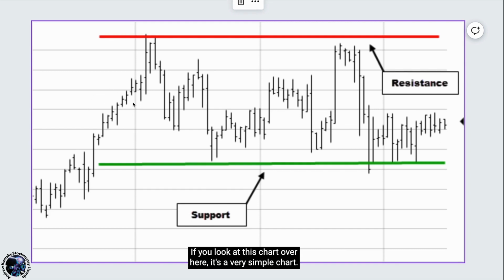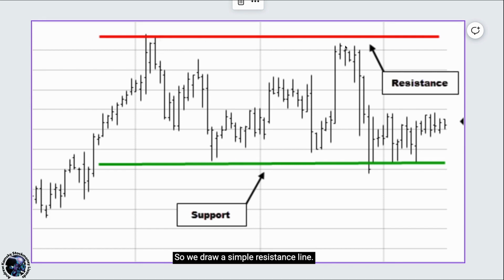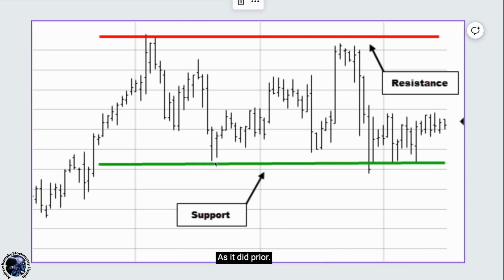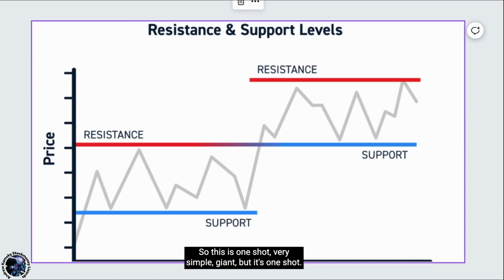If you look at this chart over here, it's a very simple chart, but it's a relative chart to the Bitcoin price at the moment. Price rallies, it finds a high, it consolidates to find a low, it then pushes back up and seems to find weakness back at the previous high. So we draw a simple resistance line to identify this trend area. And what we notice is that when price goes back down, it finds that same support as it did prior. So this is one chart, very simple chart, but it's one chart.